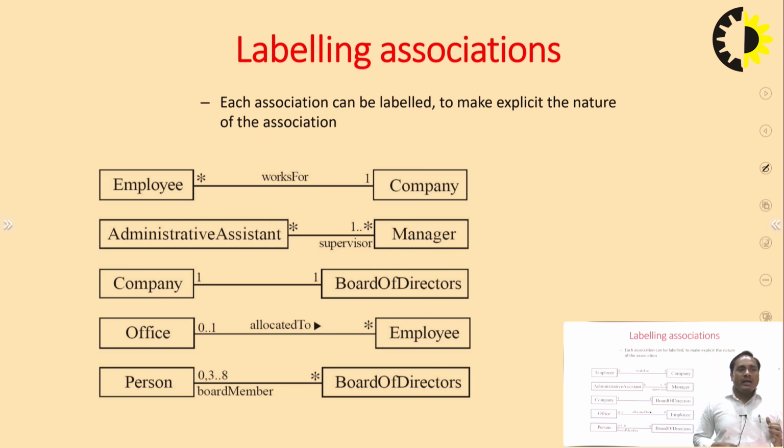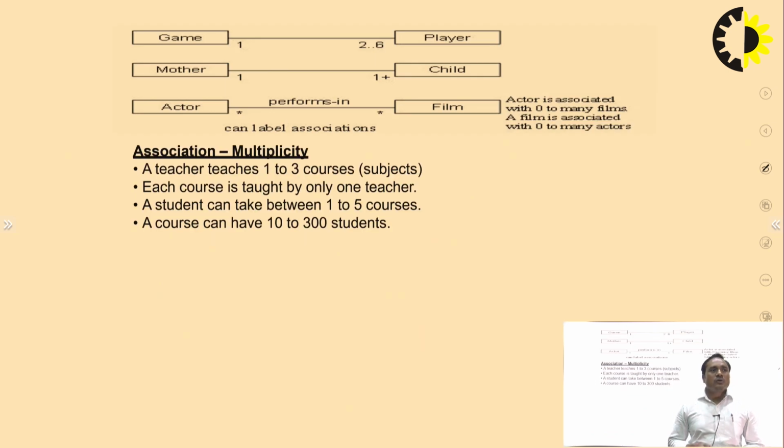Company has one board of director. Office has more than one employee. A person can be a director on more than one board of directors. So they are connected with the labeling association. This is the labeling association: how you connect two or more classes to show the association, and how you label that diagram to show the multiplicity. So this diagram also shows multiplicity.